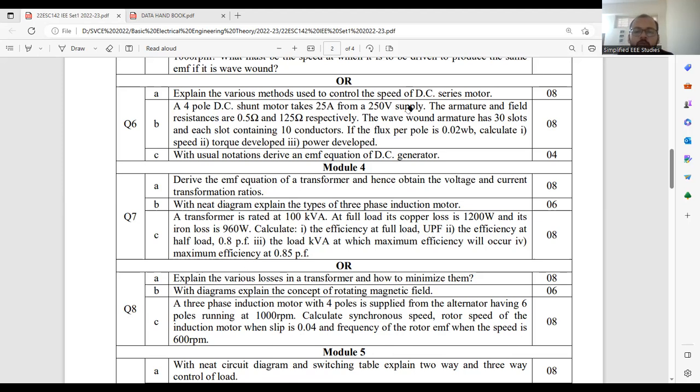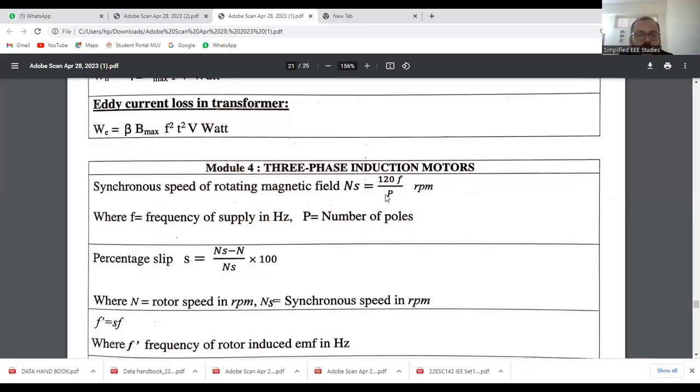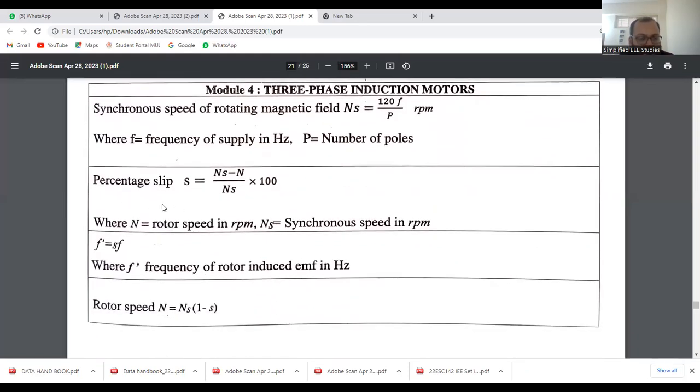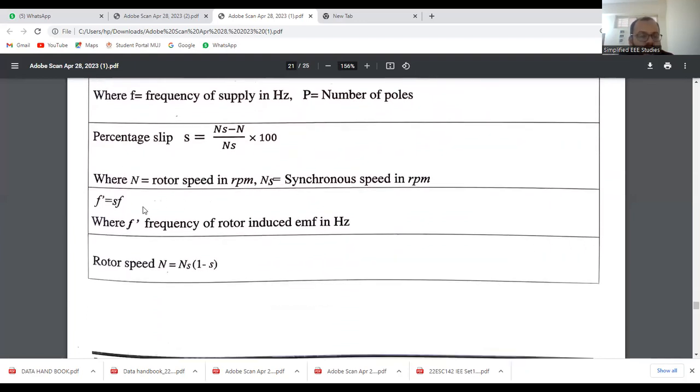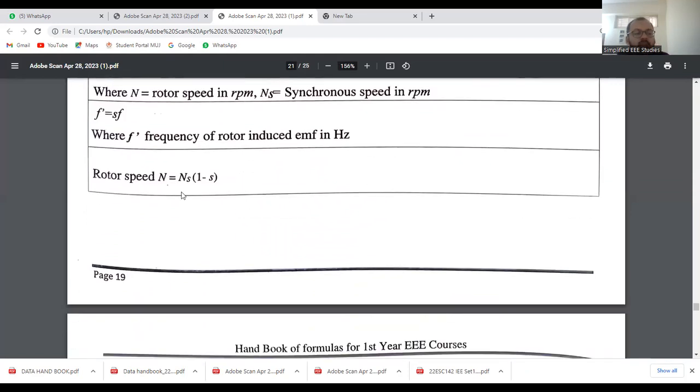For that purpose, first figure out the formulas. What are the formulas they have provided? The synchronous speed formula is 120 F by P, and the percentage of slip formula is already given. The frequency of the rotor current or rotor induced EMF, F dash, is equal to SF. Rotor speed N is equal to NS into 1 minus S.